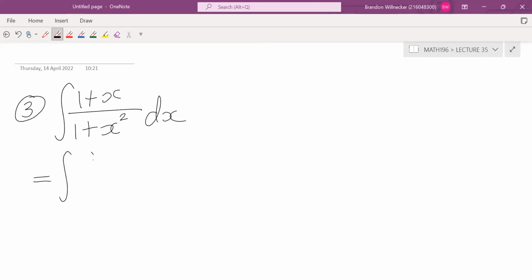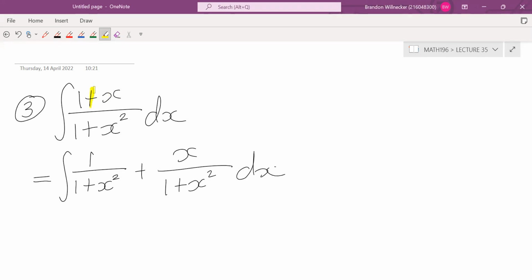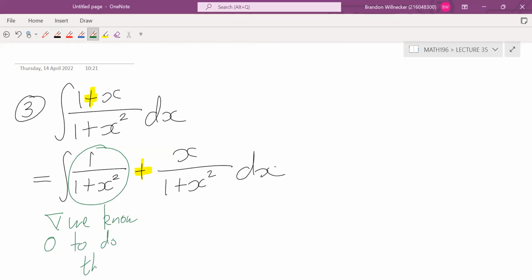So we have the integral of 1 over 1 plus x squared plus x over 1 plus x squared. Okay, so we just split it up into two fractions, because maybe each smaller part is easier to do. And we see that, yes, that does help us. Because this first part, we know what that is. So we know how to do that. And the second part, we also know how to do this one.